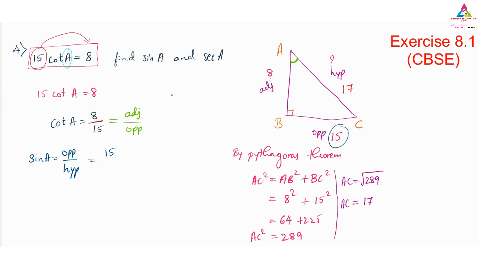Hypotenuse side is 17. Similarly, we will move on to the next part, that is secant A. They have told us to find the secant A also. Sec A is nothing but hypotenuse by adjacent. Hypotenuse is 17 and the adjacent is here 8, and this is your answer.